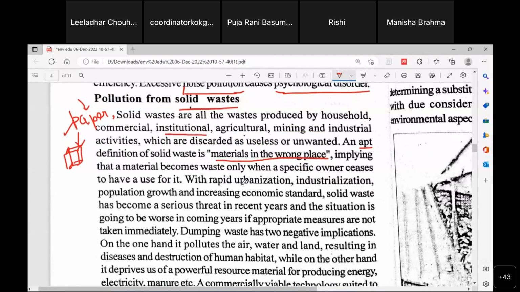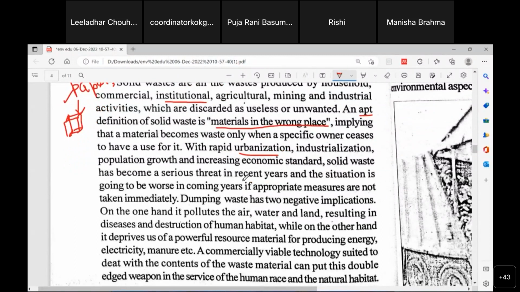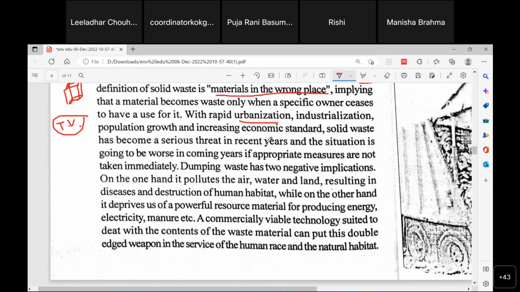So with rapid urbanization, industrialization, and population growth, solid waste has become a serious threat in recent years. Suppose you have a TV, and this TV is not working now. It is completely gone. And this TV is not in a repairing scenario, you cannot repair it, then what is this TV? This is also a solid waste. So such solid waste are becoming large in recent years, and the situation is going to worsen in coming years if appropriate measures are not taken immediately.